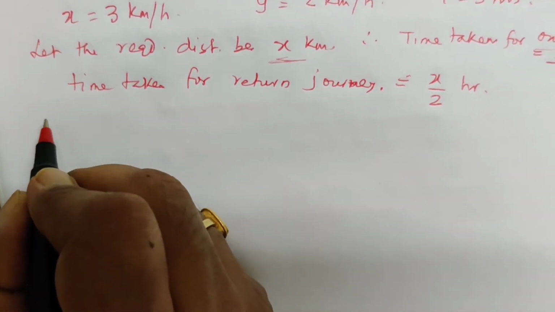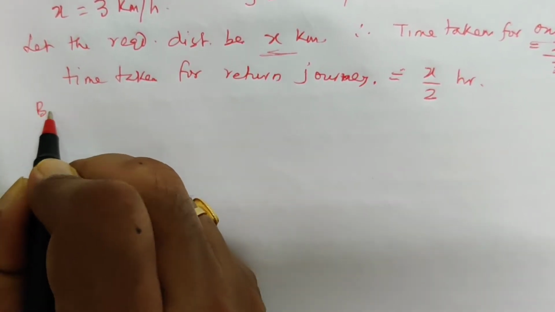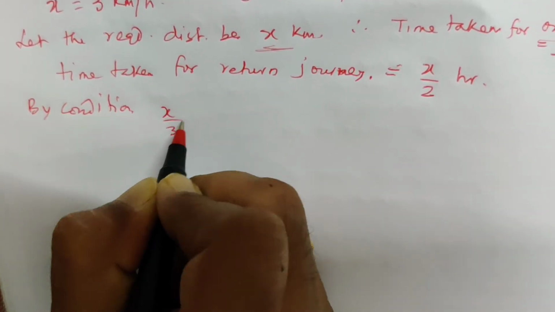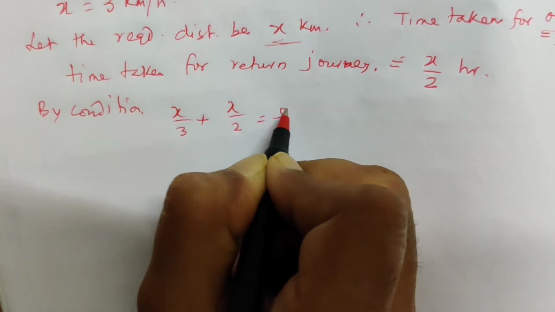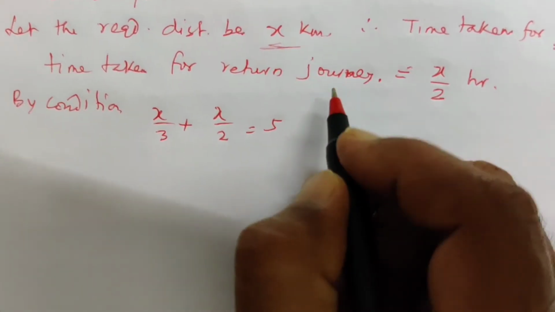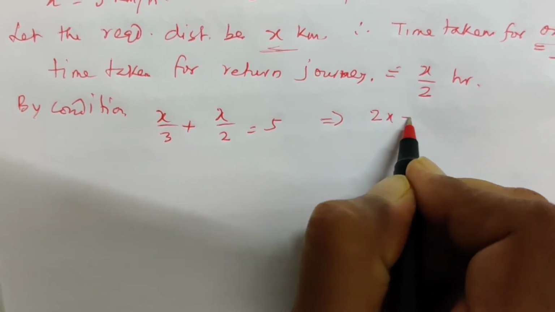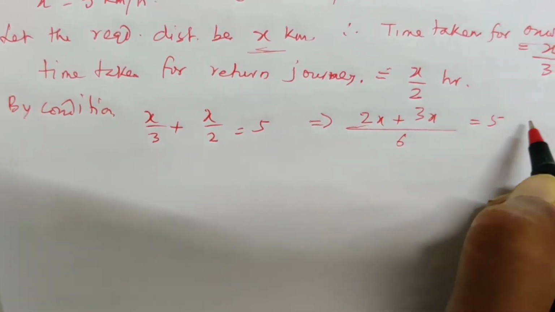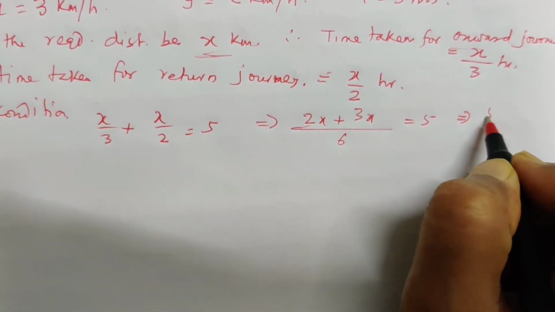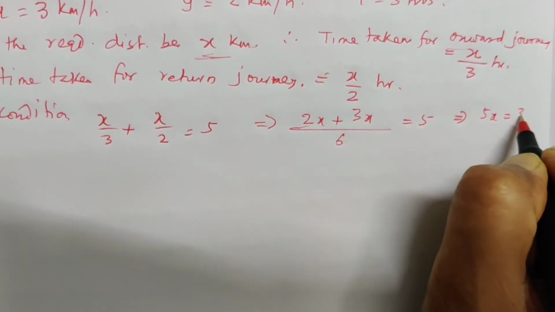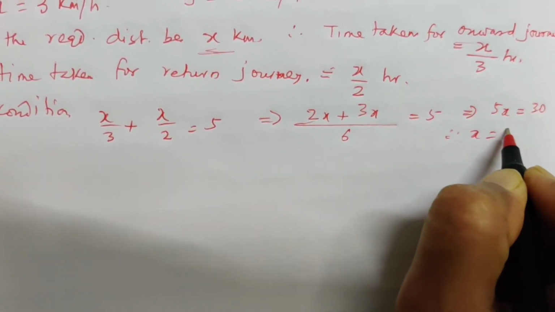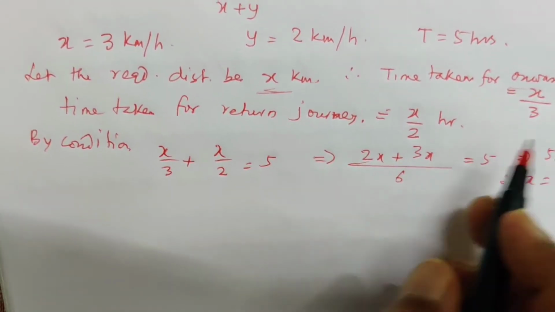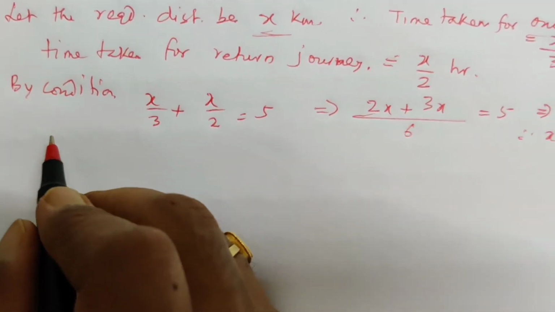Now adding up both these times according to the question, by condition, x by 3 plus x by 2 is equal to 5 hours. That means 2x plus 3x by 6 is equal to 5. Therefore 5x is equal to 30. Therefore x is equal to 6 kilometer. So this is our long process, or the traditional process that we used to follow.